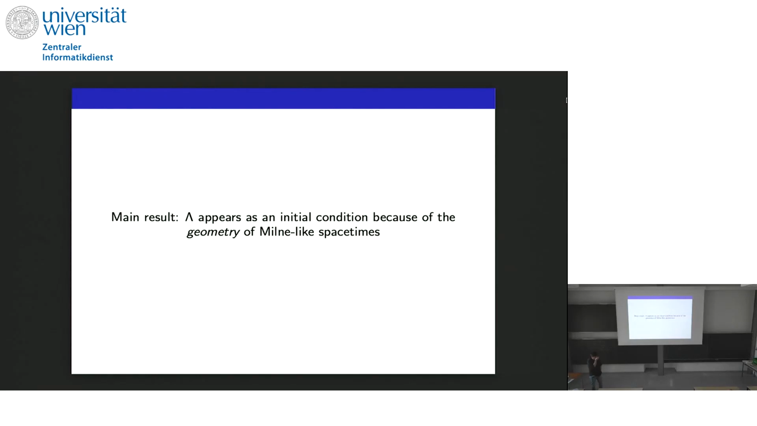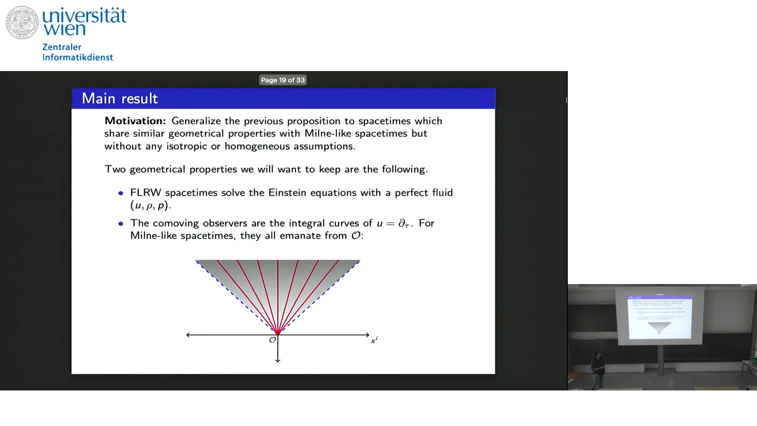Okay, so let me give the main result. Lambda appears as an initial condition because of the geometry of Milne-like spacetimes, and it's really going to be because of the geometry of the light cone that represents the boundary of the extension. The motivation here is to generalize the previous proposition to spacetimes which share similar geometrical properties with Milne-like spacetimes, but we're not going to assume any isotropic or homogeneous assumptions.